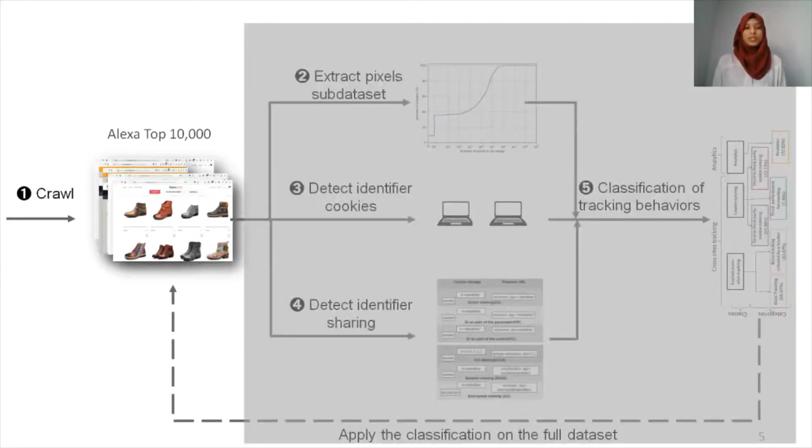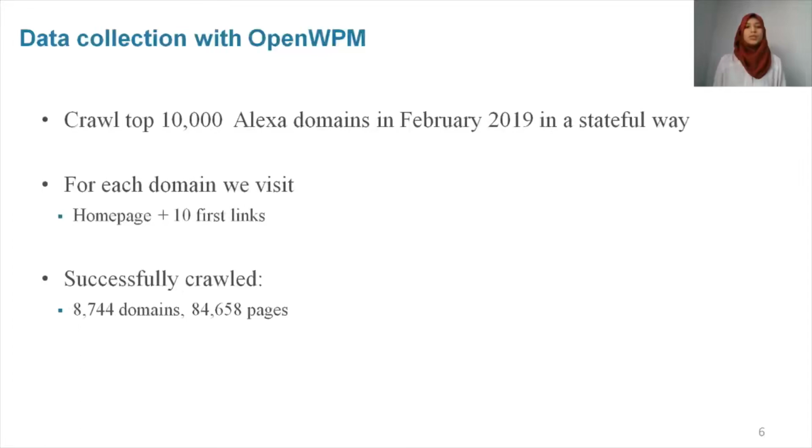In order to detect trackers, we first needed to simulate user behavior, browse to different websites, and collect the data. For that, we used OpenWPM, an open source crawler. We crawled the Alexa Top 10,000 domains in February 2019. The crawl was done in a stateful way, meaning that we only used one browser instance and kept the user's profile, including cookies and browser storage, between site visits. For each domain, we visit the homepage and 10 first links. As a result, we successfully crawled 8,700 domains with a total of 84,600 pages.